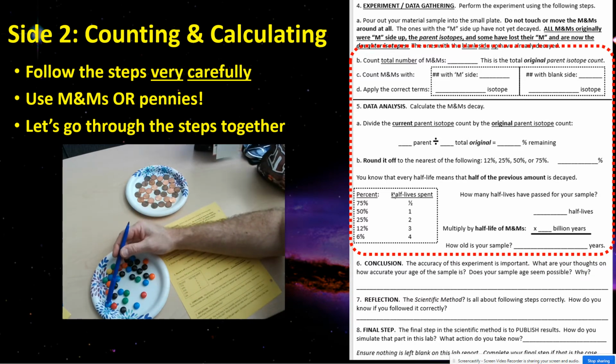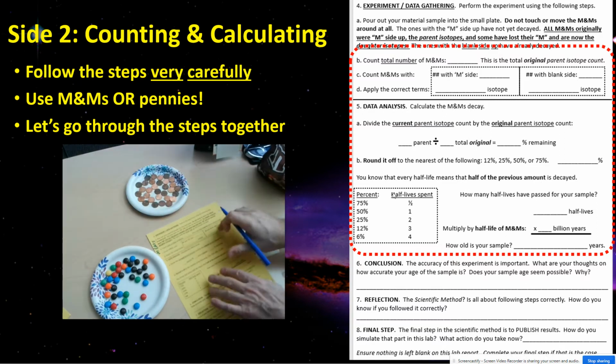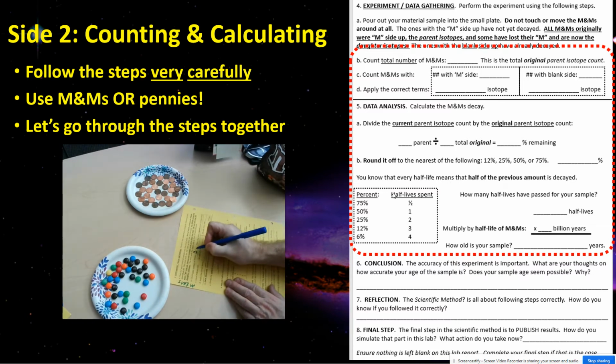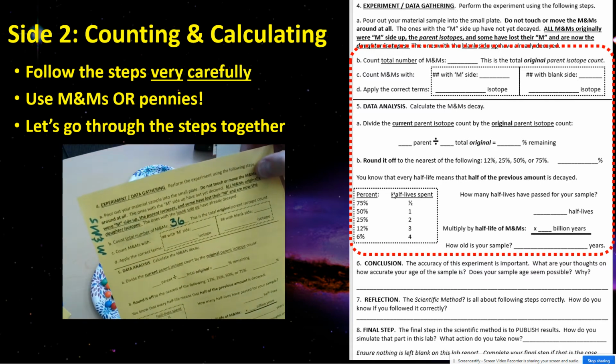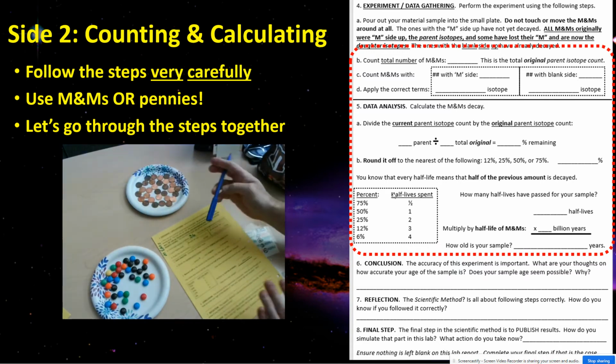Here we go. 1, 2, 3, 4, 5, 6, 7, 8, 9, 10, 11, 12, 13, 14, 15, 16, 17, 18, 19, 20, 21, 22, 23, 24, 25, 26, 27, 28, 29, 30, 31, 32, 33, 34, 35, 36. And again, I'll know in a moment if I counted my 36 M&Ms correctly. All right, M side up.